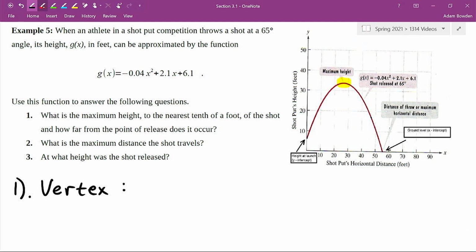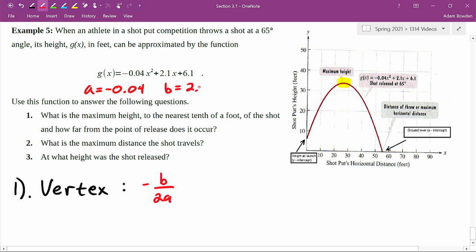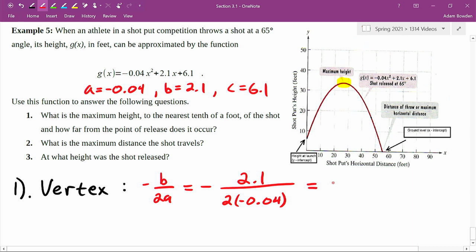So to get the vertex, we're going to be doing negative b over 2a. Our a in this case is negative 0.04, our b is 2.1. In case we need it, the c is equal to 6.1. So this would look like negative 2.1 over 2 times negative 0.04. When I did that calculation, I came out with 26.3 feet. So what that tells me is that how far forward it took to get to the highest point is 26.3 feet.